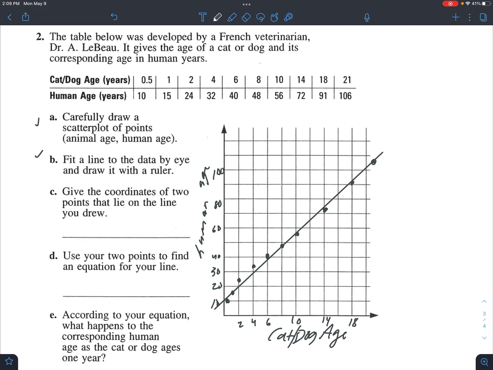Coordinates of 2 points on the line. How about this one? And this one. I think this one should be pretty close. I don't want to pick that end point because it's pretty far out there. So my 2 points were the second one, 1 and 15, and I'm also going to do 18 and 91.